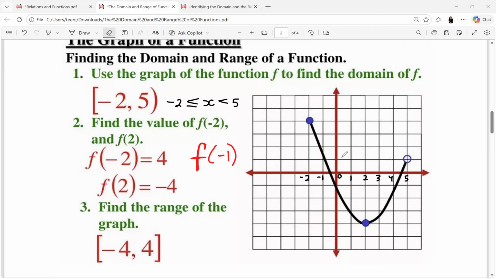So your y values here, this will be 1, 2, 3, 4. This is -1, -2, -3, -4. These are your x values on your horizontal axis, and these are your y values. So what is the value of y when x is equal to -1?